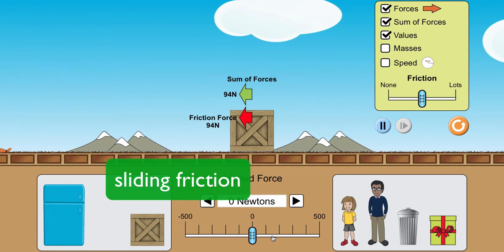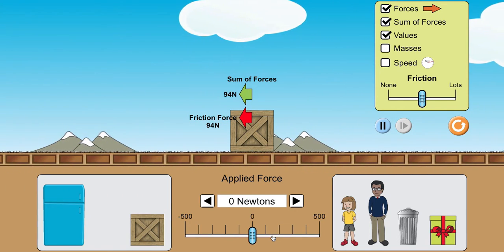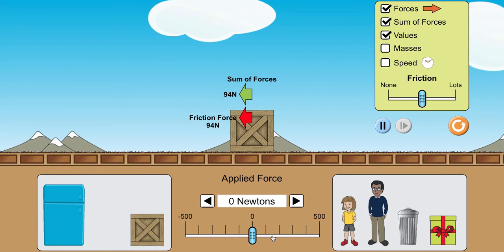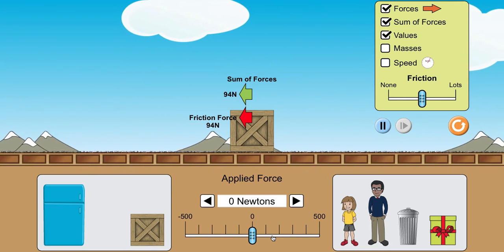All right, that does it. So that's your three frictions: your rolling friction, static friction, and your sliding friction.